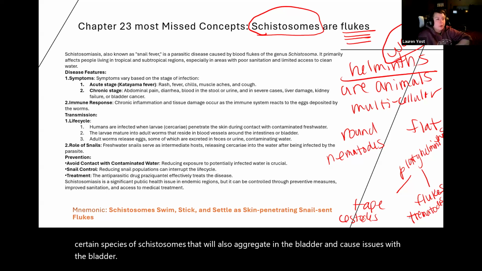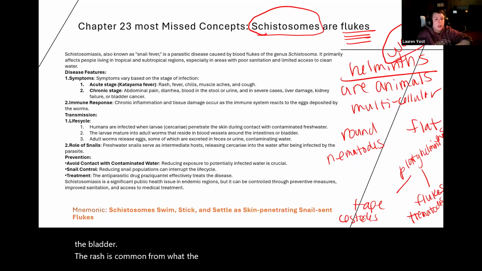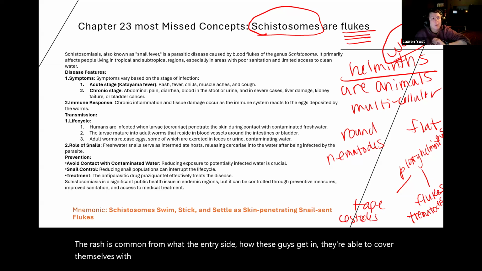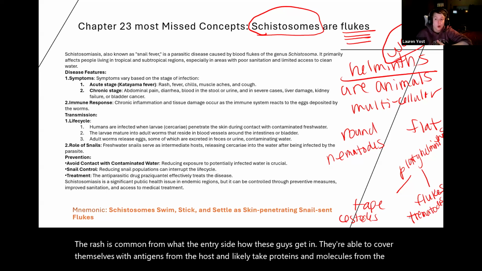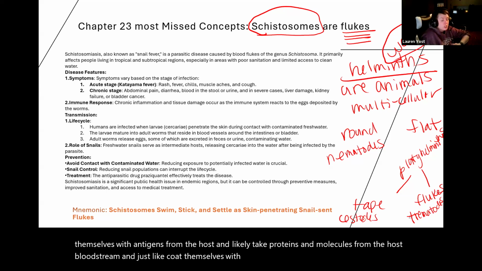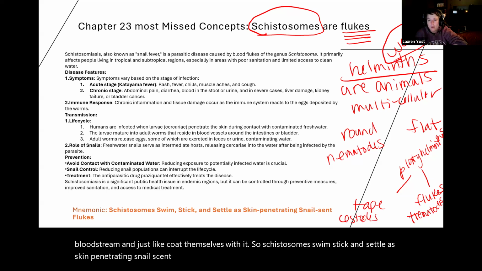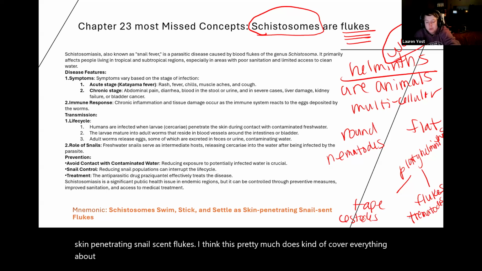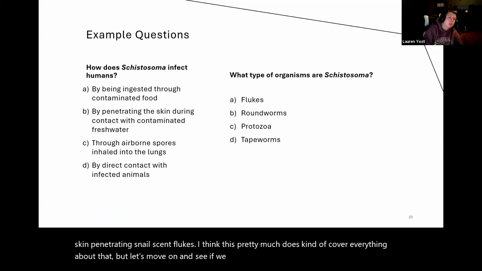A rash is common at the entry site, where these guys get in. They're able to cover themselves with antigens from the host. They take proteins and molecules from the host bloodstream and coat themselves with it. So schistosomes swim, stick, and settle as skin-penetrating snail-sent flukes. I think this pretty much covers everything about that, but let's move on and see if we can answer some questions about these guys.